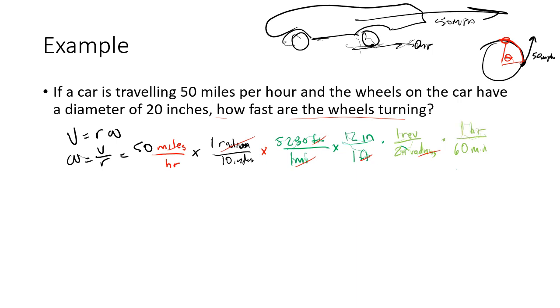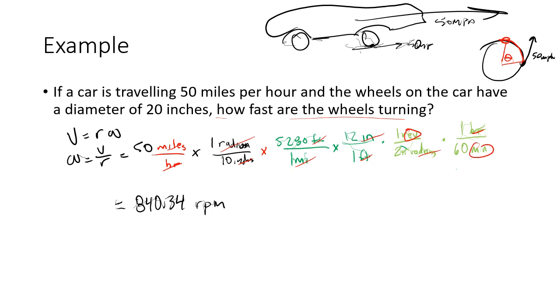Now the hours units will cancel out. After we do all this multiplication, we will have revolutions, right? We forgot to cancel out these inches. We'd have revolutions per minute. Okay, so this ends up being 840.34 RPM, that's pretty fast.